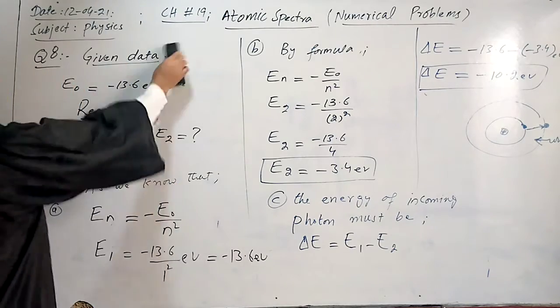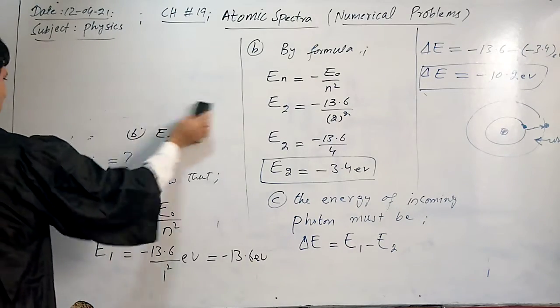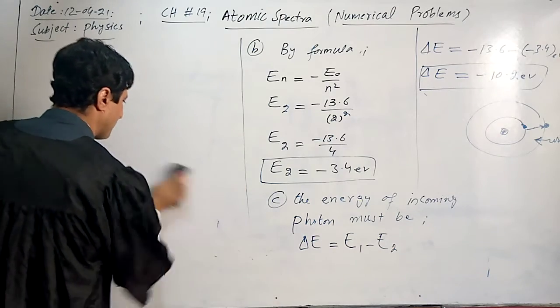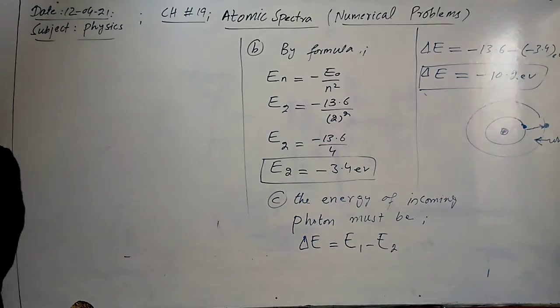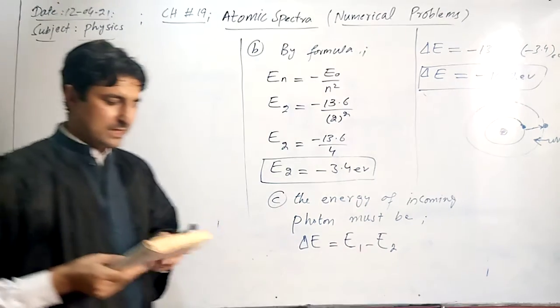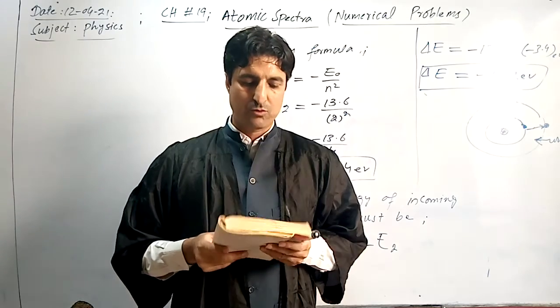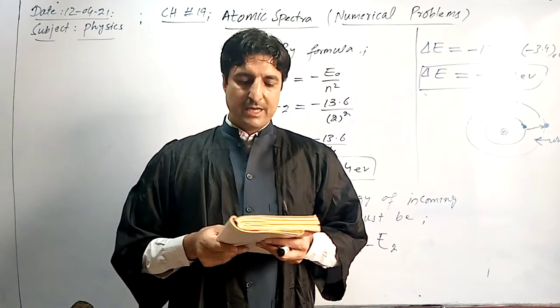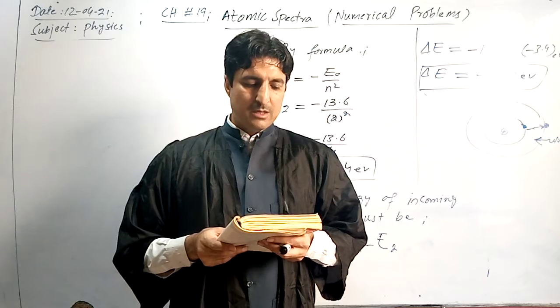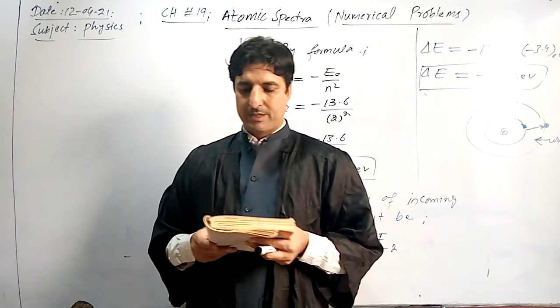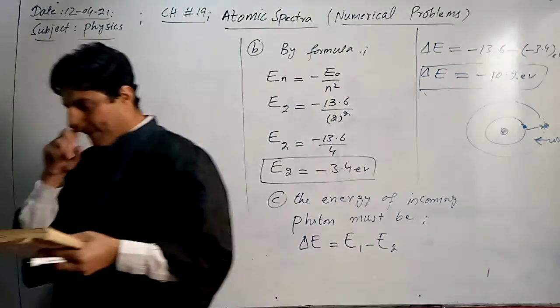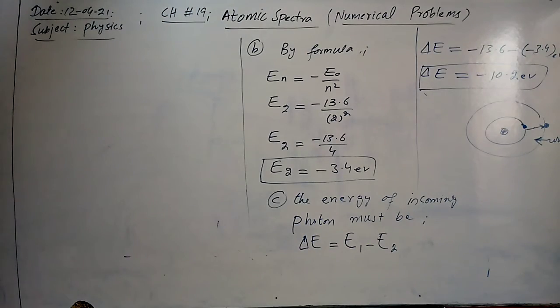Now let's solve question number 9. In question number 9, it is stated that the electron drops from the second energy level to the first energy level within an excited hydrogen atom. Determine the energy of the photon emitted, calculate the frequency of the photon emitted, and calculate the wavelength of the photon. So very simply, first of all, we have to collect data.